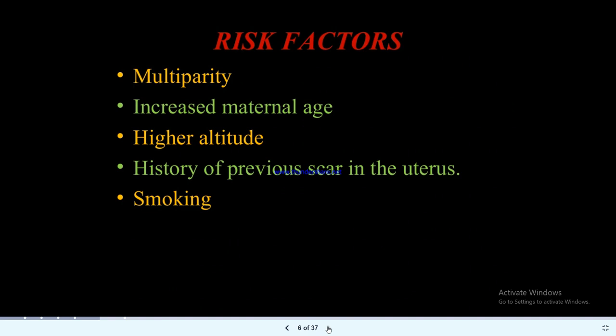Risk factors: multiparity, increased maternal age, higher altitude, history of previous scar in the uterus, and smoking. As far as the higher altitude is concerned, it is because of the oxygen saturation level. As we go higher, the oxygen saturation is also affected.